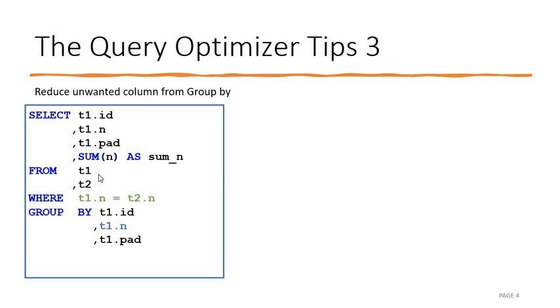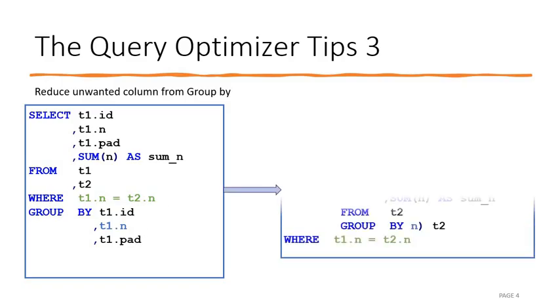Okay, so here we are joining two tables, T1 and T2. We have added a where condition, and then here in the group by we are mentioning the ID and pad columns. How can we improve this select statement?